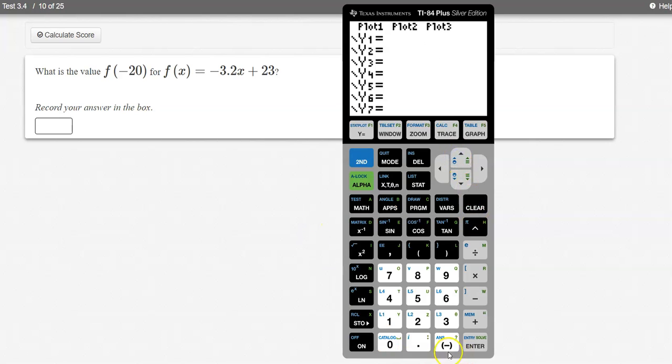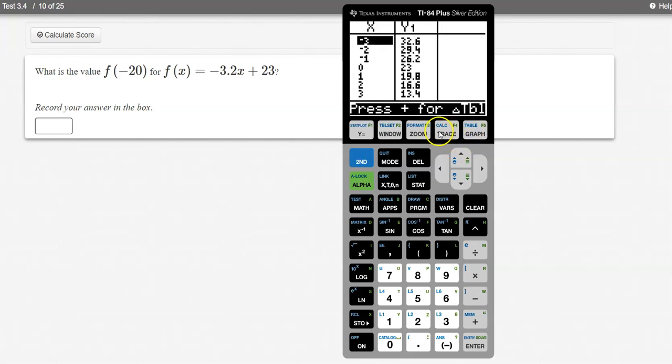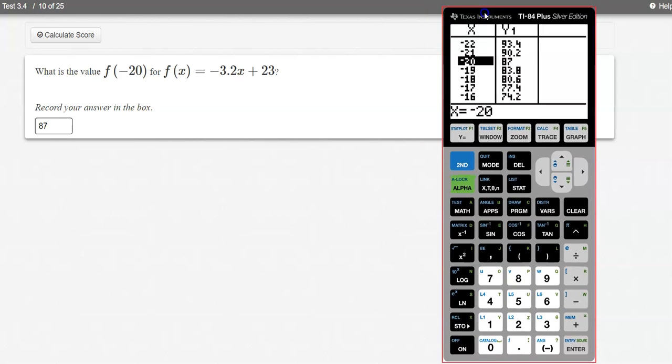The function was -3.2x plus 23. And then you can go to the table, second graph, and you can scroll till you get to -20. And the output, well, let's see, I skipped it, is right here. The y value was 87. So that's a real quick and easy way to evaluate a function using a table in your calculator.